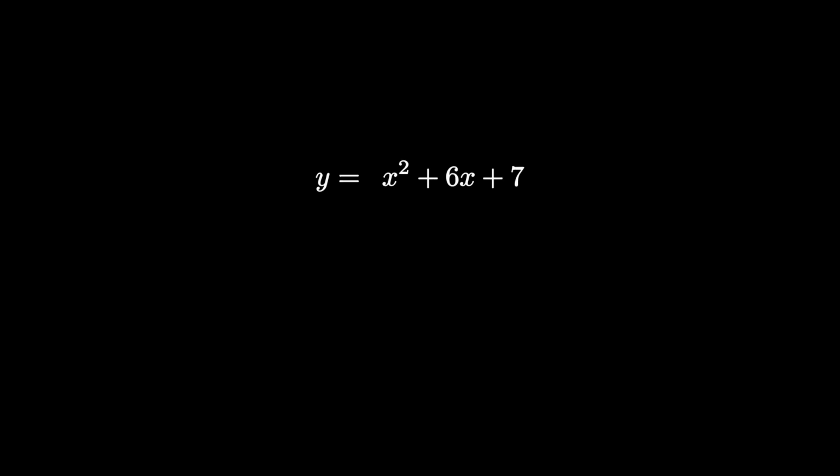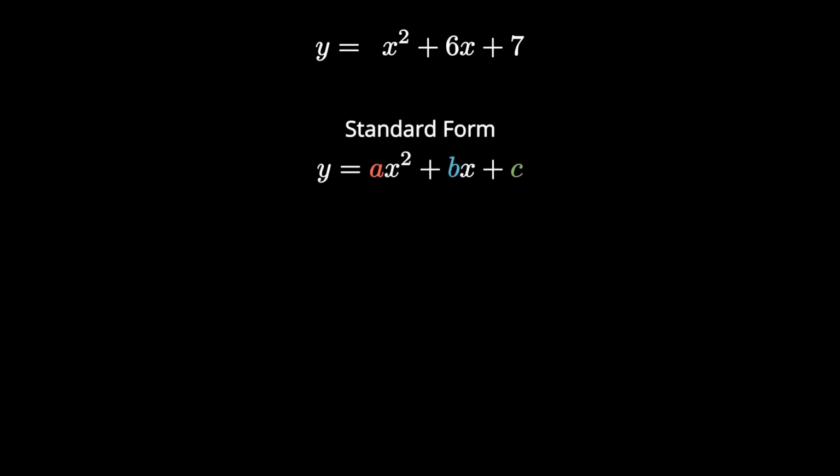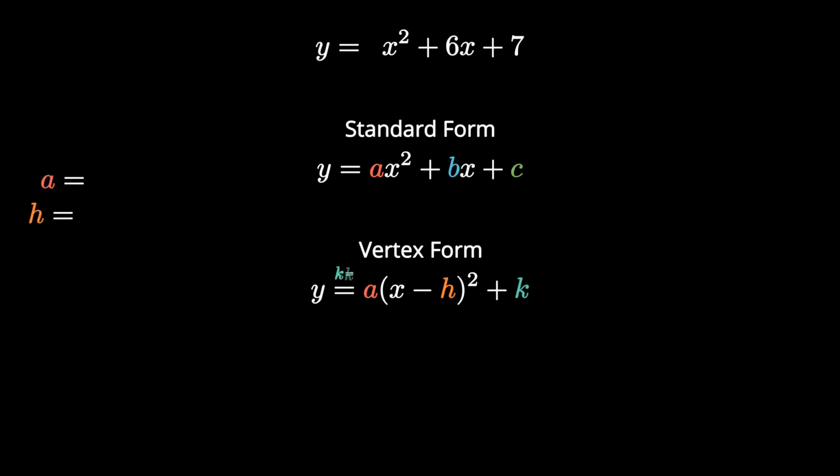So right now this quadratic equation is in standard form, and any quadratic equation in standard form is in the form of y equals ax squared plus bx plus c. Now we want to get it to vertex form, and vertex form is basically any quadratic equation that's in the form of y equals a times (x minus h) squared plus k. So for the vertex form equation, we need the following, which is a, h, and k.